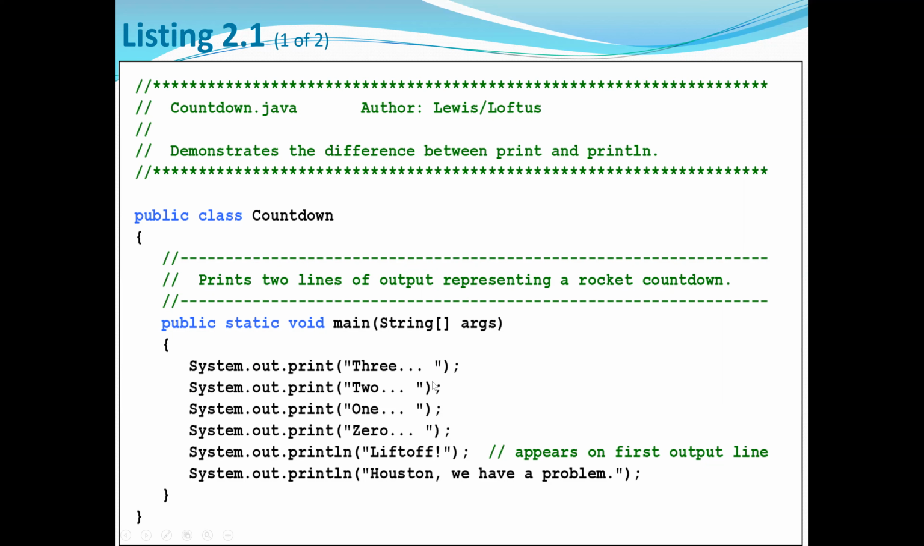We put it in double quotation, which is a string, semicolon to end it. We have a second print 2, another print 1, another print 0. But here we can see that everything is print, which means 3, 2, 1, 0 will be printed on one line. Then next we have System.out.print, and it's "Lift off". Lift off also will be printed on the same line, but since it's println, the cursor will move to a new line. So "Houston, we have a program" will be printed on a new line.